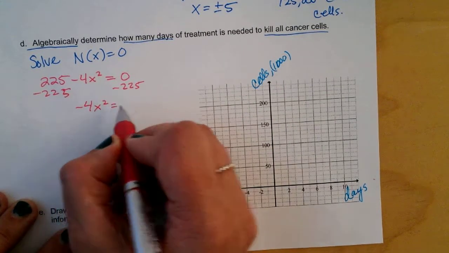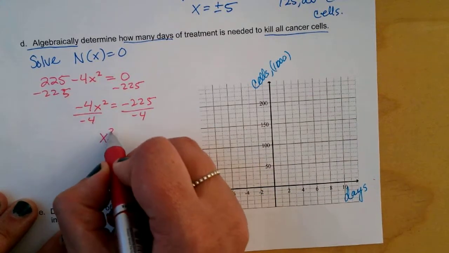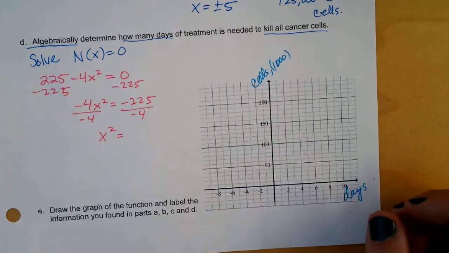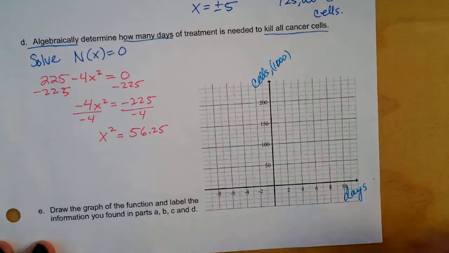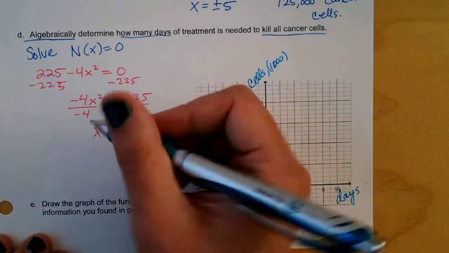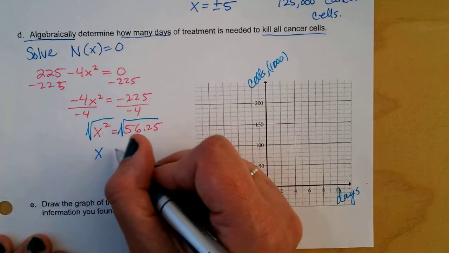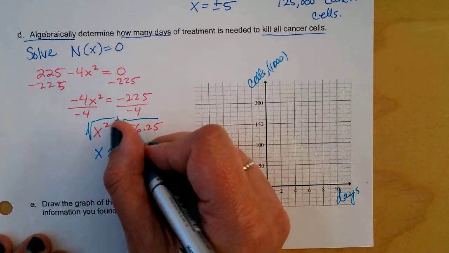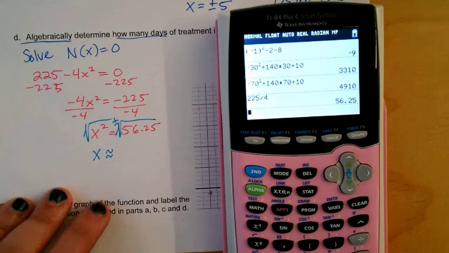Yes, negative 4x squared equals negative 225. Divide both sides by negative 4, because we're isolating x squared. I don't happen to know off the top of my head, 225 divided by 4 equals 56.25. And then we want to take the square root of that, right? Did you guys get that when you divided that, 225? Okay. X is approximately, we only want the positive. I'm going to put the plus and minus in there so that we don't forget it for future problems, but we really only care about the positive one.